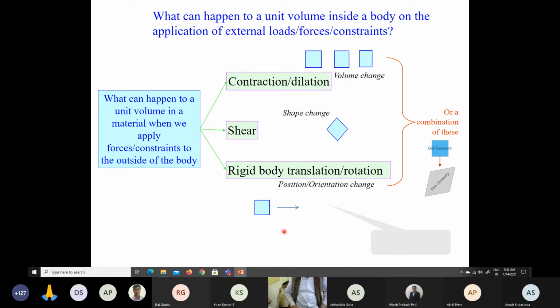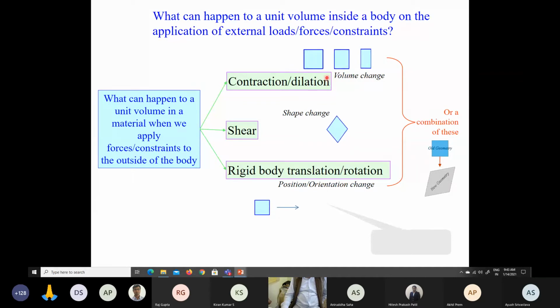Now we are with the basic idea of stresses and strain. We are trying to figure out what can happen in a unit volume inside a body on application of external forces, and of course the body is constrained in some way or the other. Okay, so there are three things that can happen. What can happen to a unit volume in a material when we apply forces and prescribed constraints to the outside of the body? So it can undergo a change in volume.